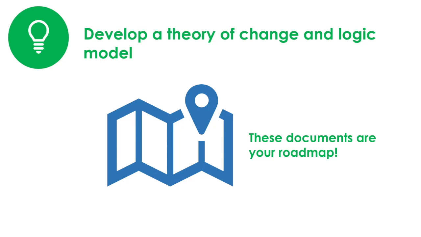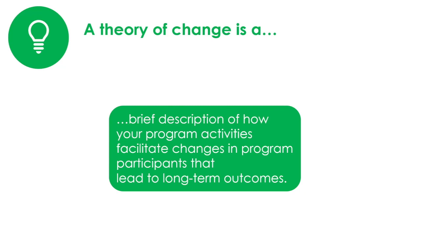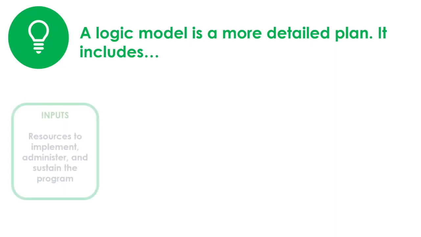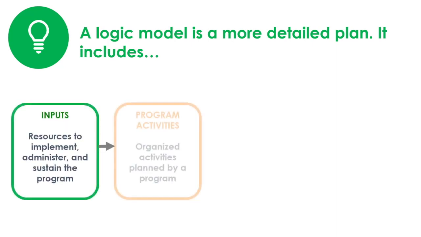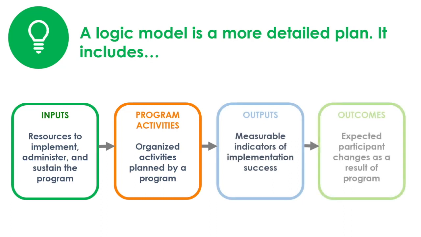A theory of change is a brief description, usually just a sentence or two, of how your program activities facilitate changes in program participants that lead to long-term outcomes. A logic model is a more detailed plan. It includes the inputs or resources needed to carry out your program activities, the outputs to assess delivery of your program, and the outcomes you expect to see among program participants.